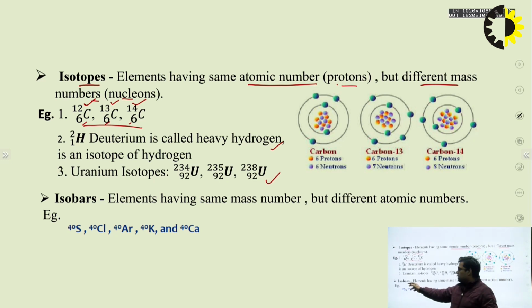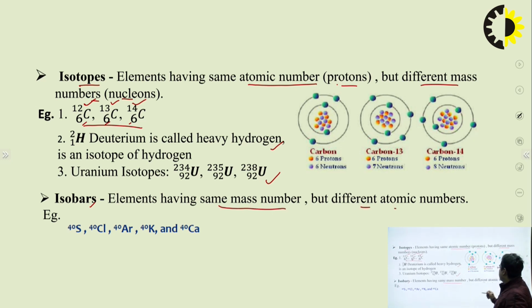Another point to remember is isomers. Isomers have the same mass number but different atomic number, like this. These are examples of isomers.